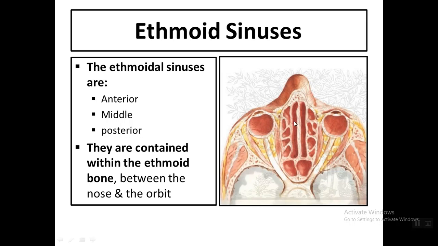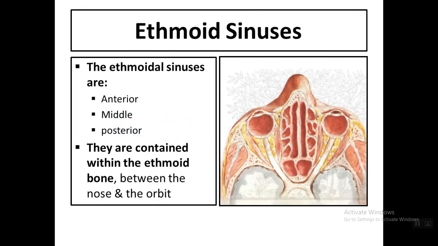They are situated between the nose and the orbit. So these are the ethmoid sinuses: the anterior, middle, and posterior. We can see that there is a thin plate of bone that separates the ethmoid sinuses from the orbit, so infection can spread from the ethmoid sinuses, if there is sinusitis, into the orbit. ينتقل الالتهاب من الجيوب إلى الأوربت cavity.